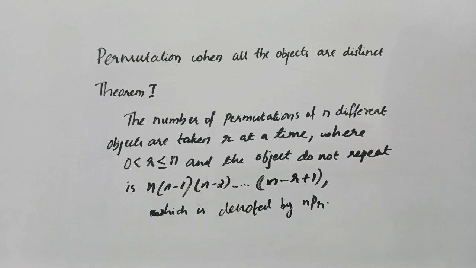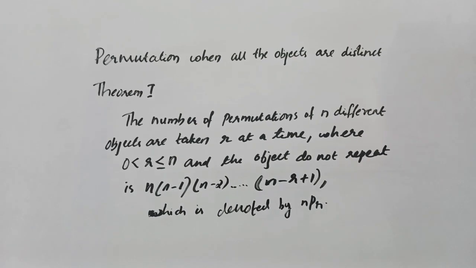Theorem 1. The number of permutations of n different objects taken r at a time, where 0 less than r less than or equal to n and the objects do not repeat, is n into n minus 1 into n minus 2 into etc. into n minus r plus 1, which is denoted by nPr. That is, the theorem says that the number of permutations of n different objects taken r at a time, nPr, is equal to n into n minus 1 into n minus 2 into etc. into n minus r plus 1. This is theorem 1.